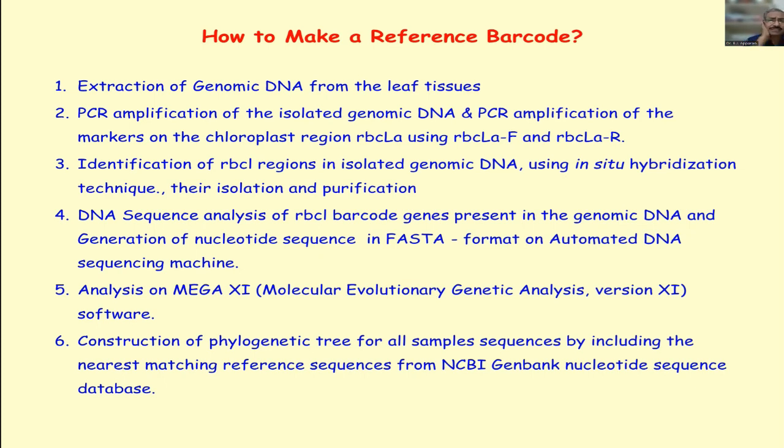DNA sequence analysis of rbcL barcode genes present in the genomic DNA and generation of nucleotide sequence in FASTA format is done on an automated DNA sequencing machine. So a DNA sequencing machine is there. After PCR amplification, the amplified rbcL genes are fed into the automated DNA sequencing machine. That machine produces data in the form of AA, CC, GT, TG, like that. And later it is formatted into FASTA sequences. Once you have created FASTA sequences, that means you have a reference barcode.